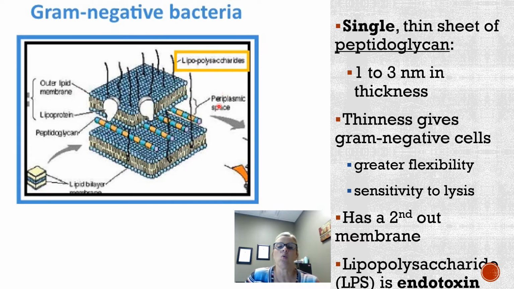Now, gram-negative cell walls have that thinner sheet of peptidoglycan, but remember they have this second outer membrane, and then there is what we call the periplasmic space between those two. The outer lipid membrane is very important to its virulence, because when the bacteria die, it sheds this off, and this is going to be endotoxin. That lipopolysaccharide is going to create a toxin that can cause symptoms even after we kill the bacteria, which is really important to understand, and I will probably harp on that all semester long.